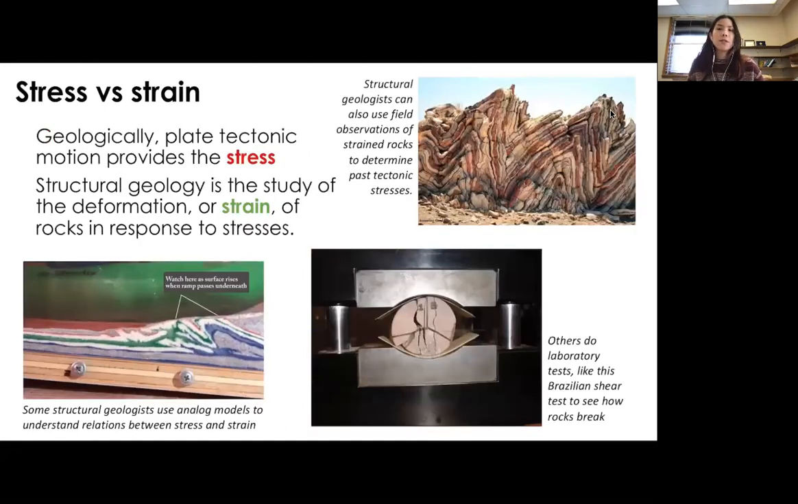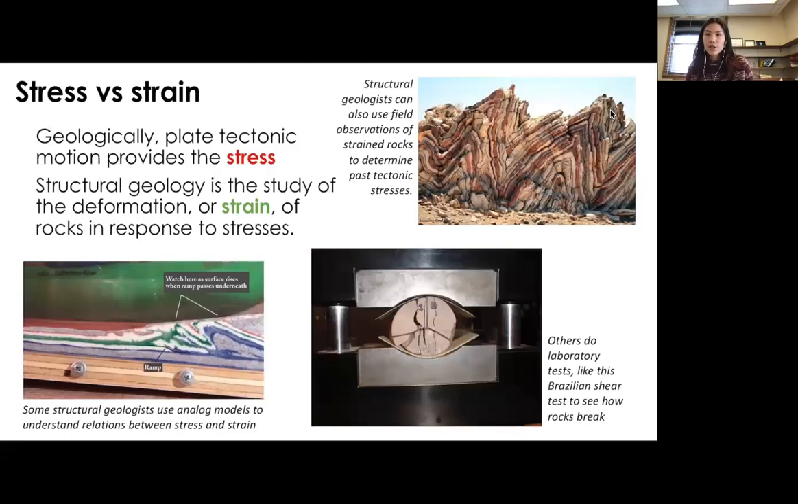So when we think of these two terms geologically, we tend to think of plate tectonic motion as providing the stress. Whether or not this stress and strain is going on at a plate boundary, there is often intraplate stresses that again are driven by plate tectonic motion that are stressing the rocks. And the stress is going to result in deformation or strain. This is really the realm of the field of structural geology.